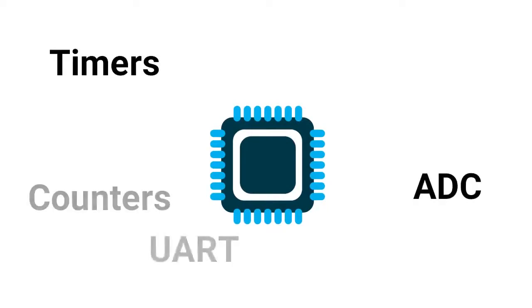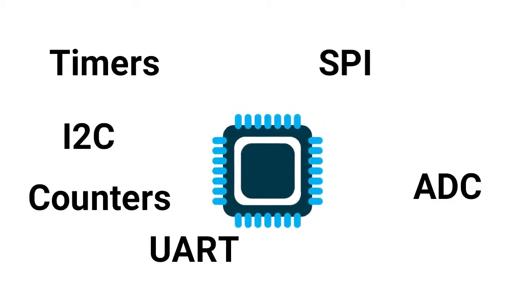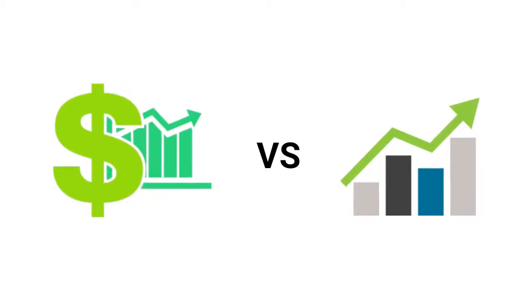Many modern MCUs come in small packages with inbuilt features like timers, ADC, counters, serial communication, I2C, SPI and so on. So next time, combine your analog hardware with the right MCU and you will see better cost versus performance benefits. Tip number 6.